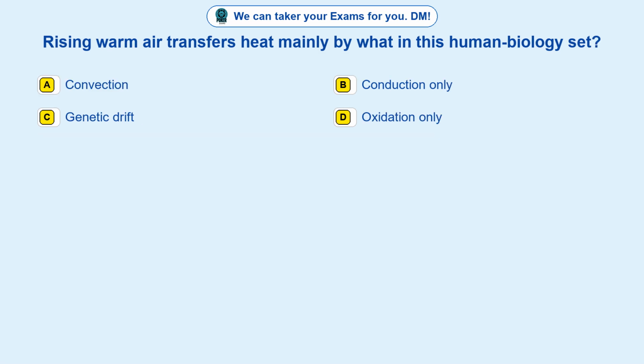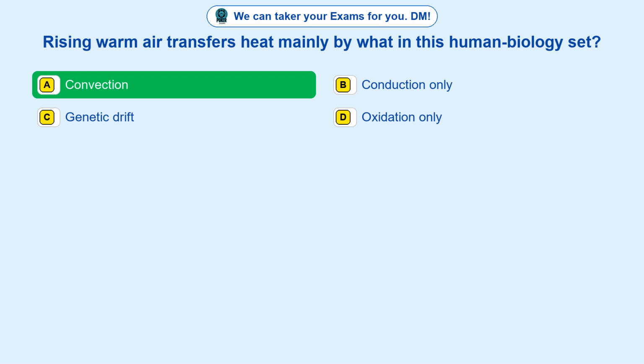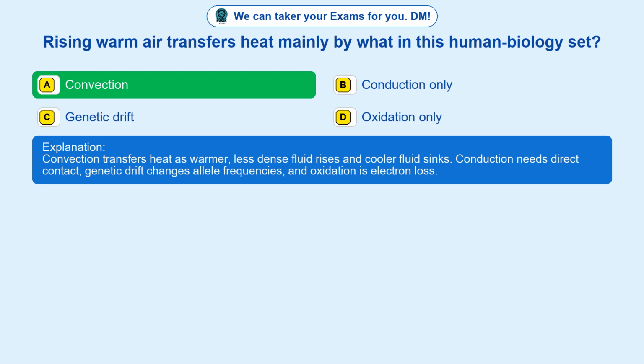Question 76. Rising warm air transfers heat mainly by what in this human biology set? Option A, convection. Option B, conduction only. Option C, genetic drift. Option D, oxidation only. The correct answer is option A, convection. Convection transfers heat as warmer, less dense fluid rises and cooler fluid sinks. Conduction needs direct contact, genetic drift changes allele frequencies, and oxidation is electron loss.